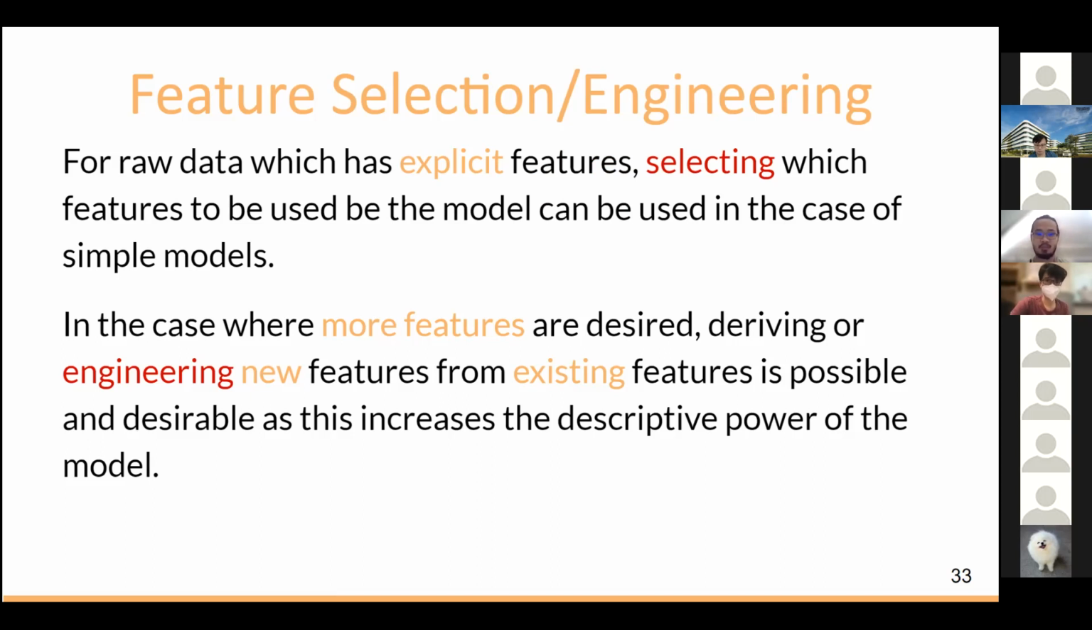Then on the flip side is the case where you have fewer features than you need. In this case, you have to derive, compute, or engineer new features from existing features. And like we mentioned before, it's desirable because more features increase the descriptive power of the model. But of course, we have to keep it in balance, because too many features is not good since some features are redundant. What we want is as many non-redundant features as possible to increase the descriptive power of our model. Feature engineering helps us achieve that, because sometimes the explicit features in the raw data are just insufficient, so we have to do some engineering, for lack of a better word.